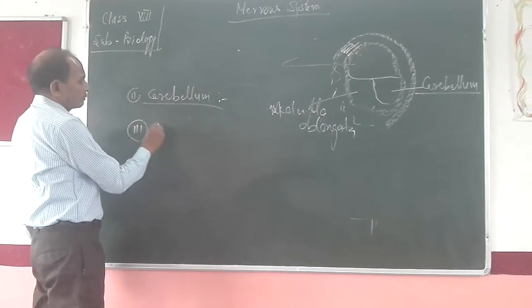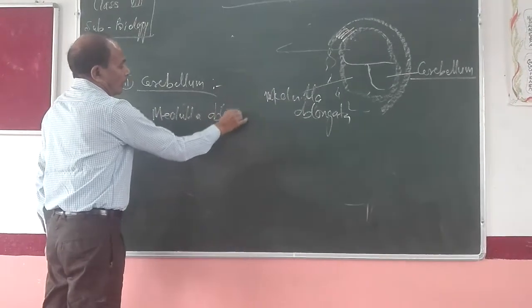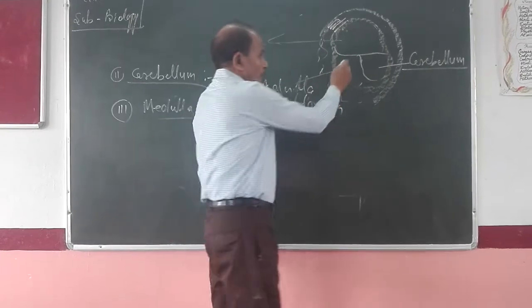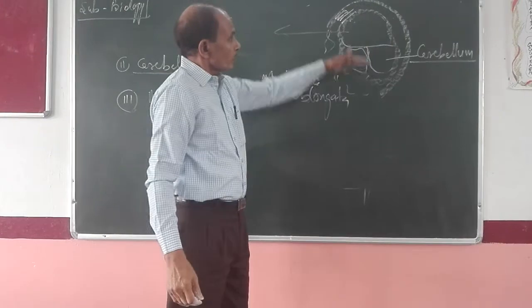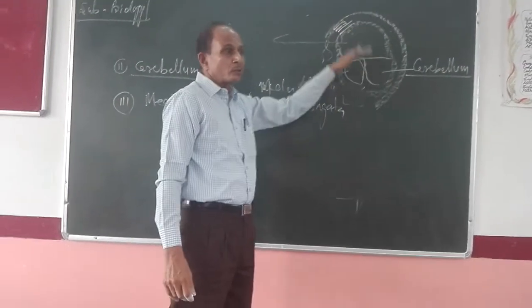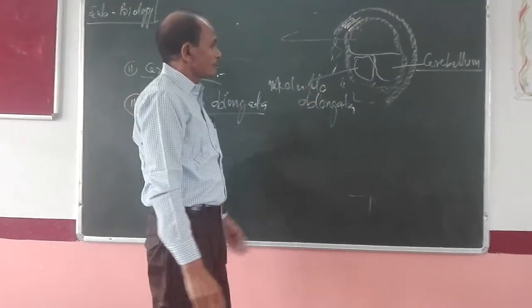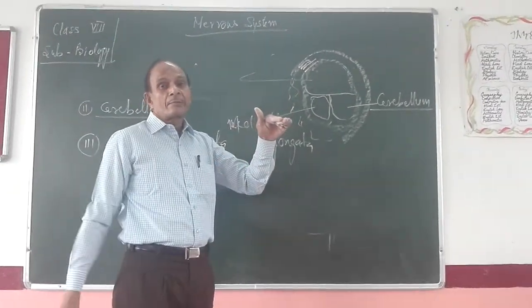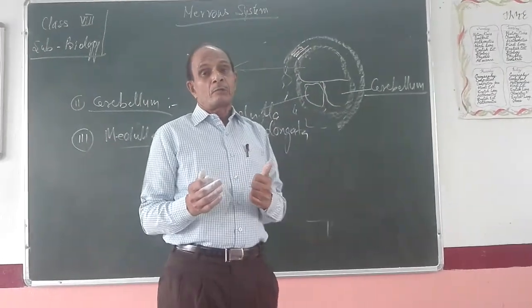Now the third one is the medulla oblongata. This one is the medulla oblongata, which lies below the cerebrum and in front of the cerebellum. In the medulla oblongata, the gray matter is towards the center, the white matter is towards the periphery, just the reverse in comparison to these two. This portion is important for objective questions.